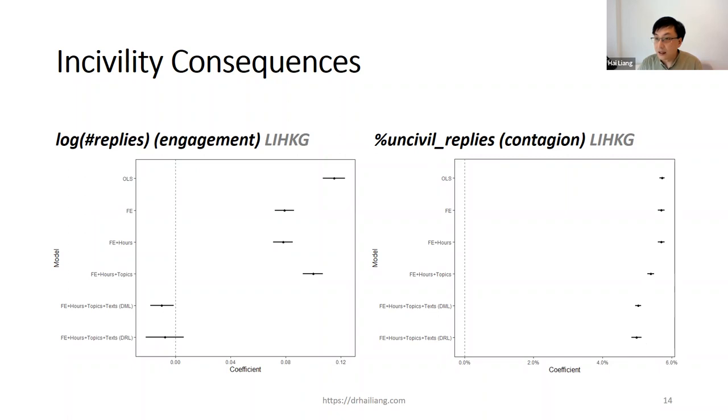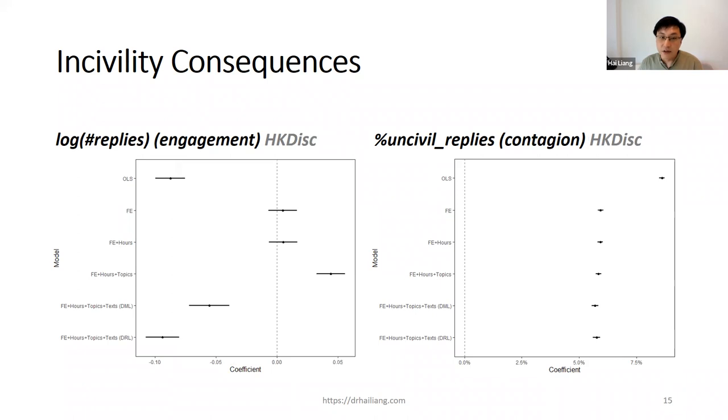So in a thread, if the seed post, that means the first post in the thread, includes some unsafe words, it will probably draw replies that also include unsafe words. The percentage increases by around 5%. Okay, that means 5% of the overall replies include the unsafe words. So the pattern is actually similar.